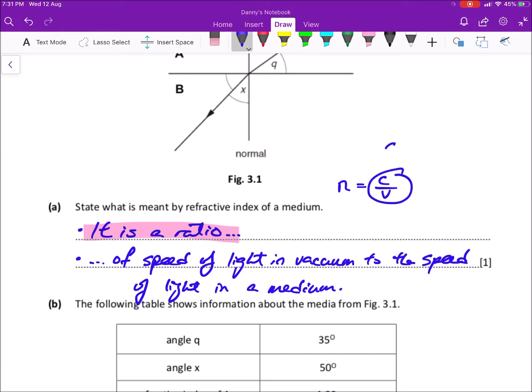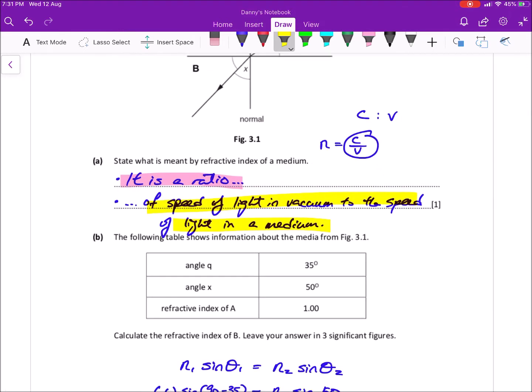This guy is a ratio. C is to V. So you must tell me that this refractive index is a ratio. This is what I mean by classifying it to what it is, then following up with a short description of what it is. Okay? So always, definitions follow this format.